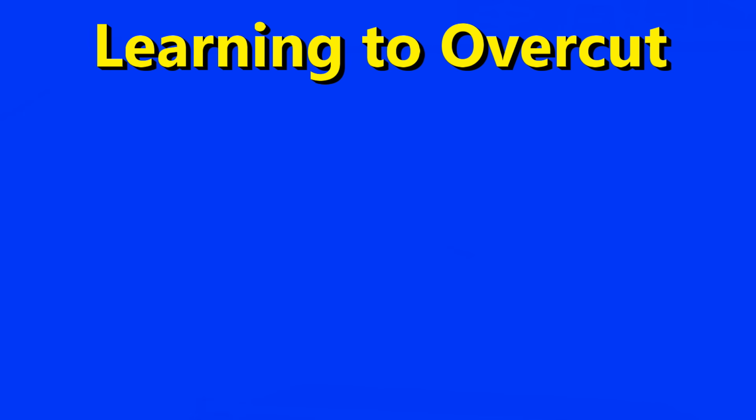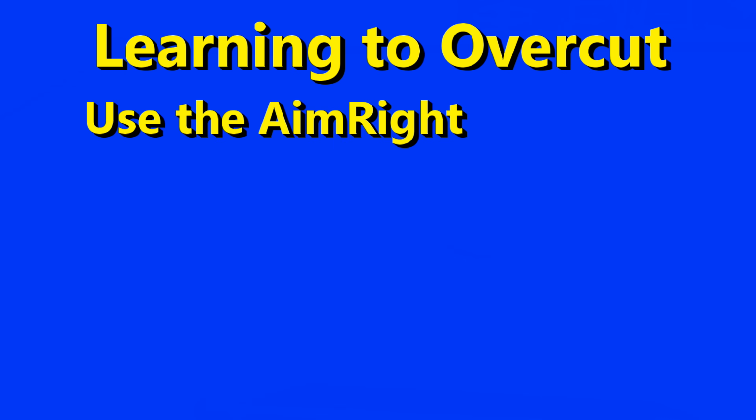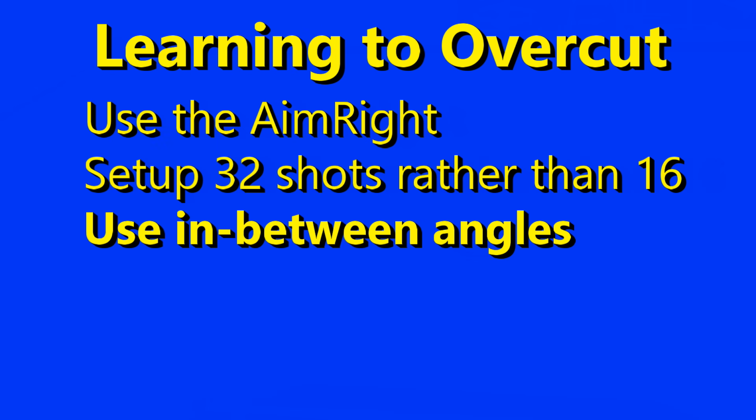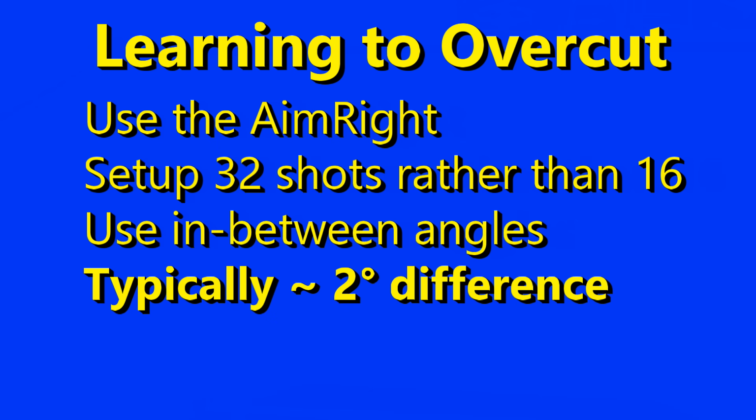Now let's talk about an approach that I think is more practical and certainly more systematic. Take an aim right, and instead of just using the 16 cut angles between straight in and 77 degrees, instead double that and practice shooting the in-between. So 32 cut angles. I consider that expert level. And what that gives you typically is about a 2-degree difference between cuts.